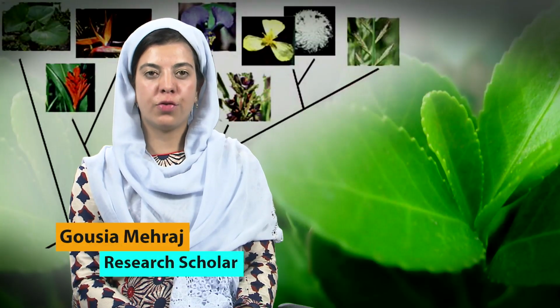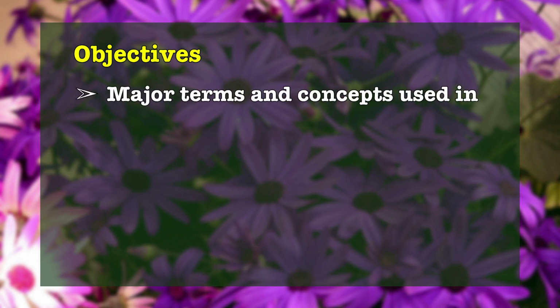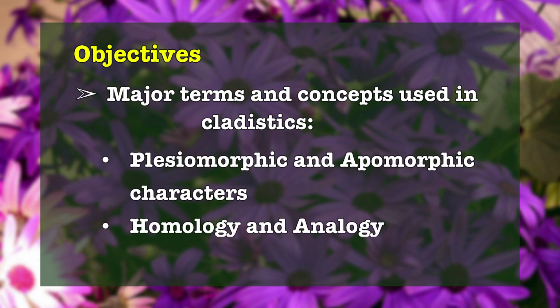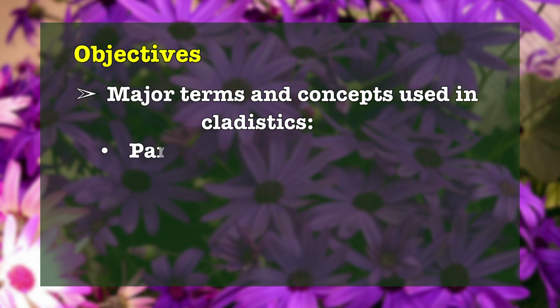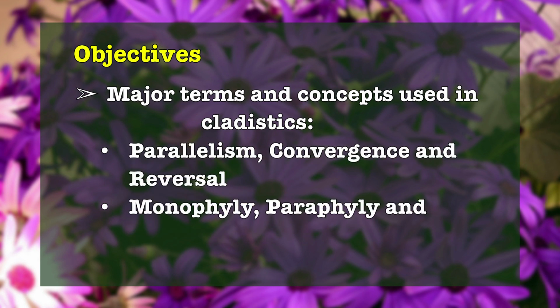Welcome, dear students. Today, our topic of deliberation is cladistics, concepts and terminology. The objectives of today's deliberation are to describe major terms and concepts used in cladistics: plesiomorphic and apomorphic characters, homology and analogy, parallelism, convergence and reversal, monophyly, paraphyly and polyphyly, cladogram.